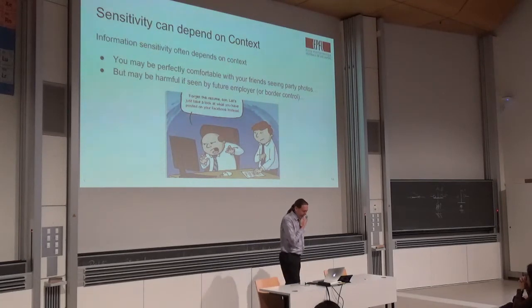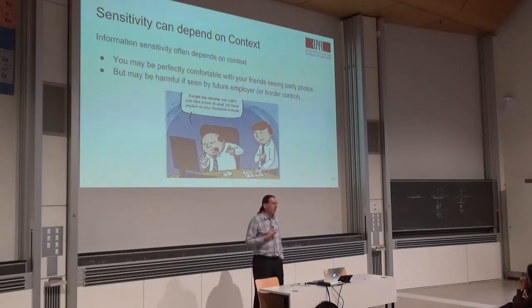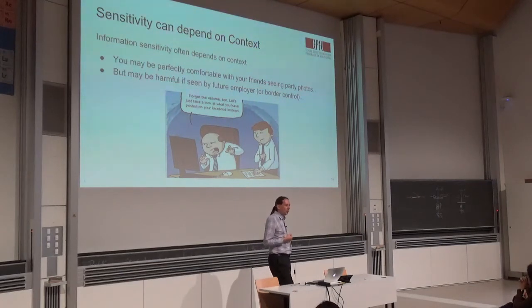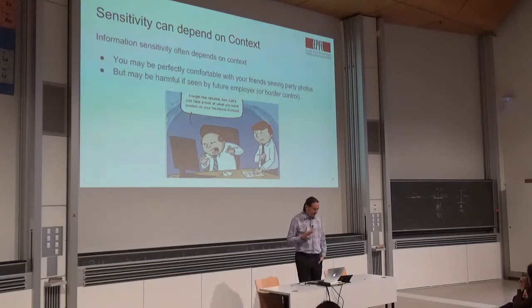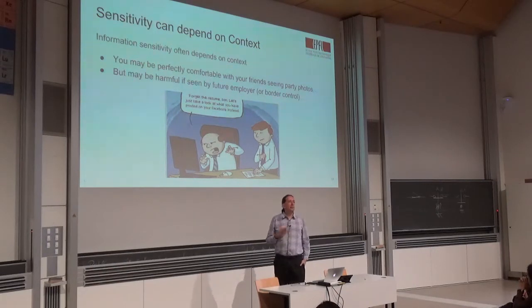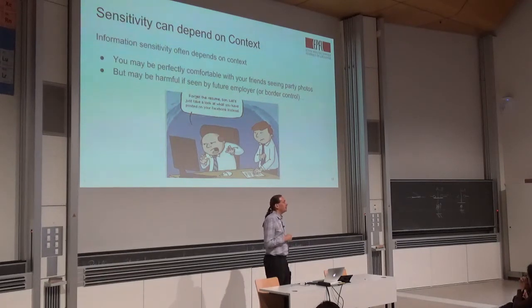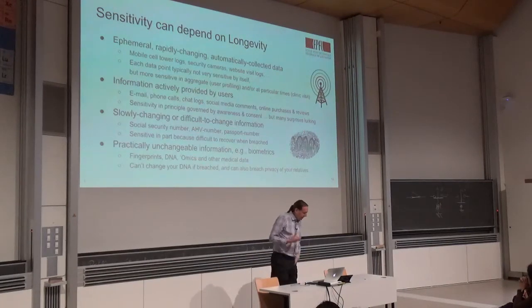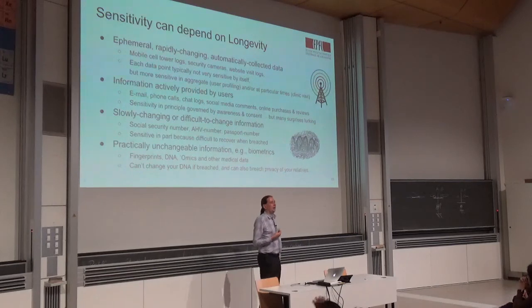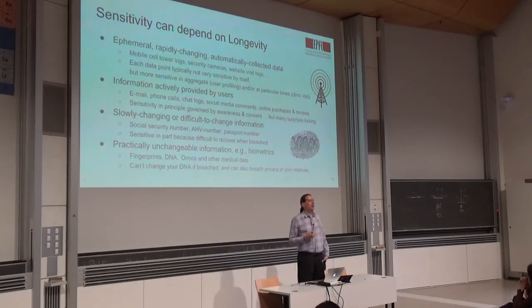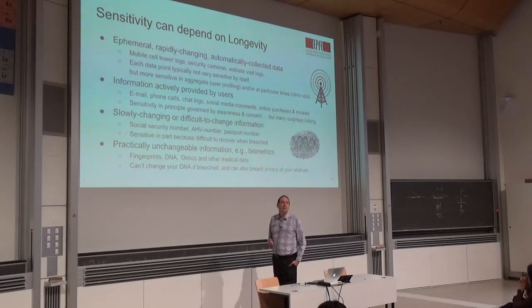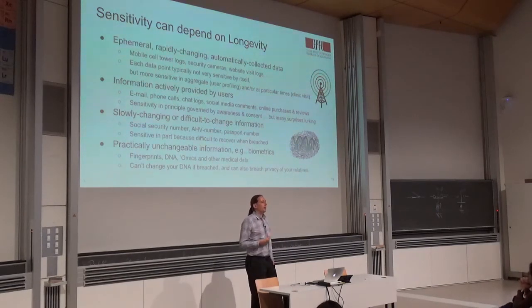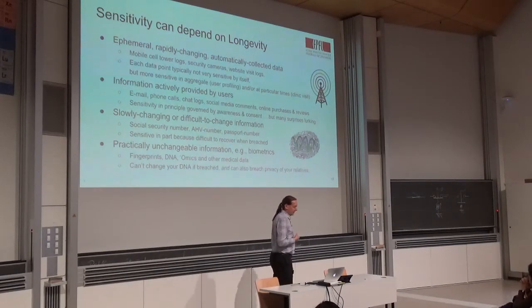So sensitivity can depend on context, and again, the way information is used, and who sees it. You might be perfectly comfortable with your friends seeing some photos that you don't want your employer or your future employer to see, right? So sensitivity can also depend on how long the information lasts, and this is often very important. Time is often a very important factor in reasoning about how sensitive information is.